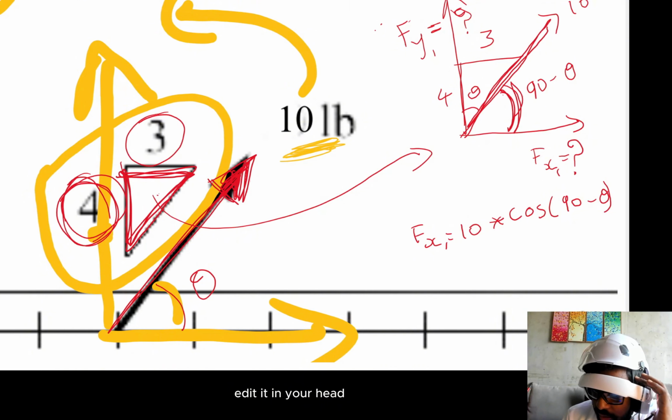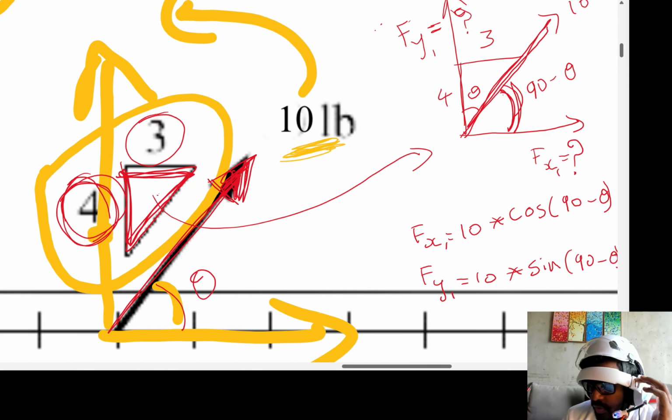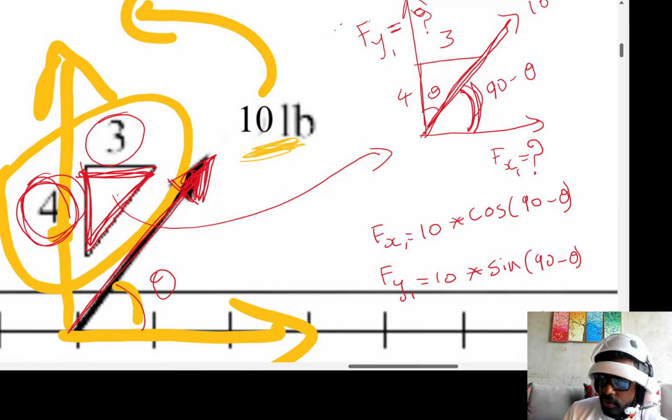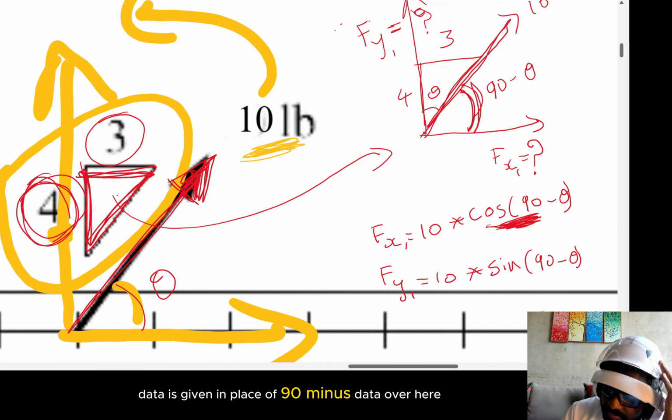Get it in your head. And the y component, Fy1, is equal to 10 times sin(90 minus theta). So F cos theta is the x component, and F sin theta is the y component. Please get this into your head. Now, usually in many cases, guys, theta is given in place of 90 minus theta over here.